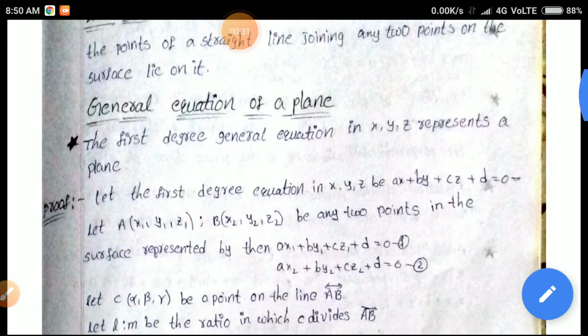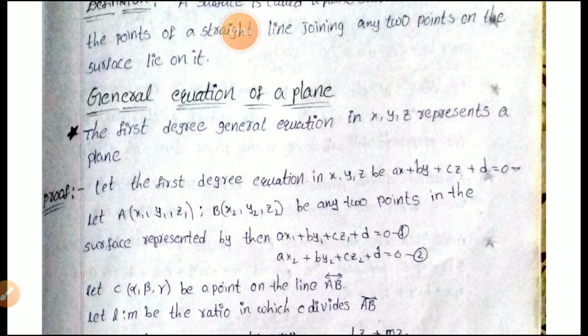Let the first degree equation in x, y, z be ax plus by plus cz plus d equal to 0. Let A(x1, y1, z1) and B(x2, y2, z2) be any 2 points on the surface. Then we have ax1 plus by1 plus cz1 plus d equal to 0. Similarly, ax2 plus by2 plus cz2 plus d equal to 0. Let C(alpha, beta, gamma) be a point on the line AB. Let C divide the line AB in the ratio L is to M.